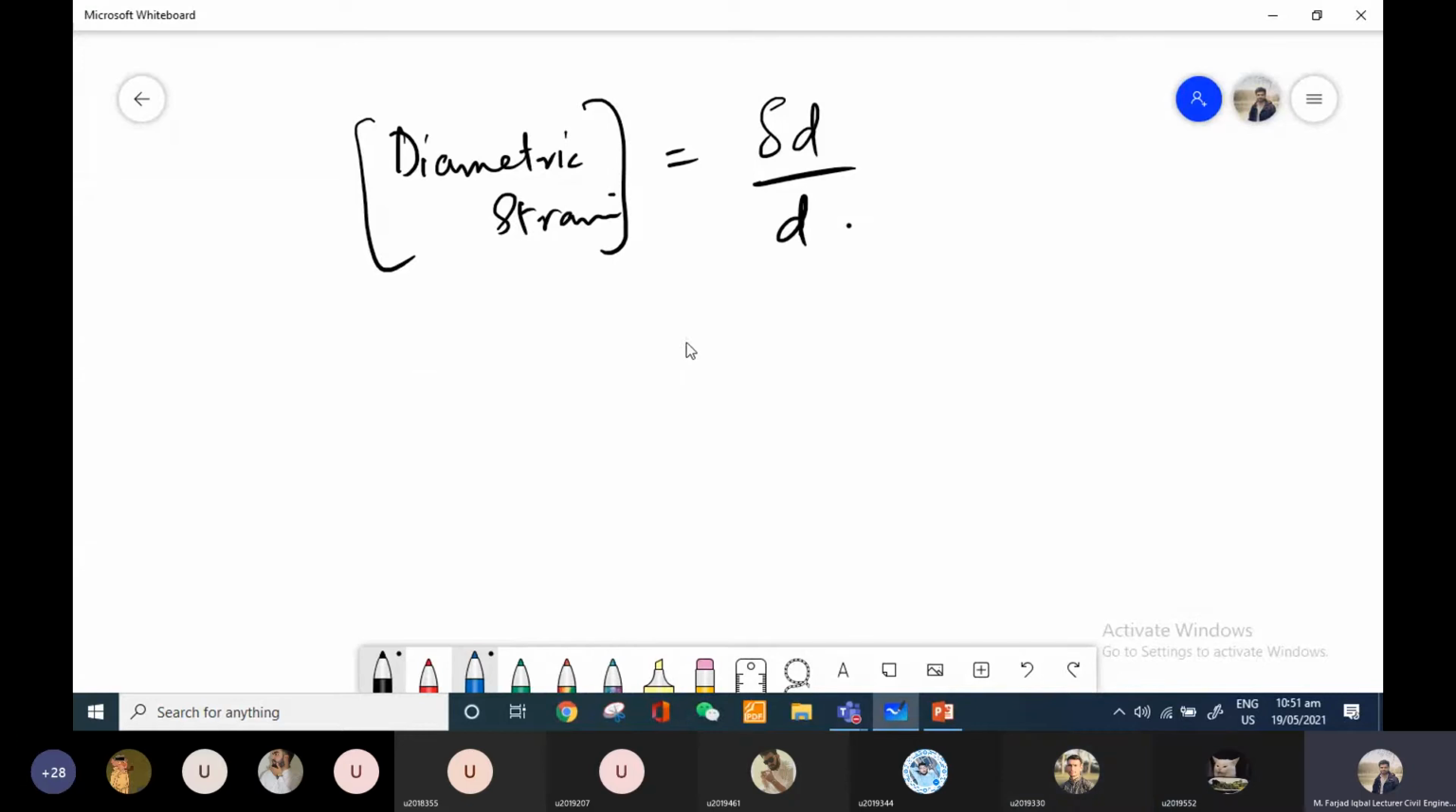So, if I write an expression for diametric strain, that will be equal to delta D over D. And can anyone tell me what should I substitute in place of this diametric strain over here? Or I can call it epsilon D. What will be the expression for diametric strain in terms of radial, hoop, or longitudinal stress?